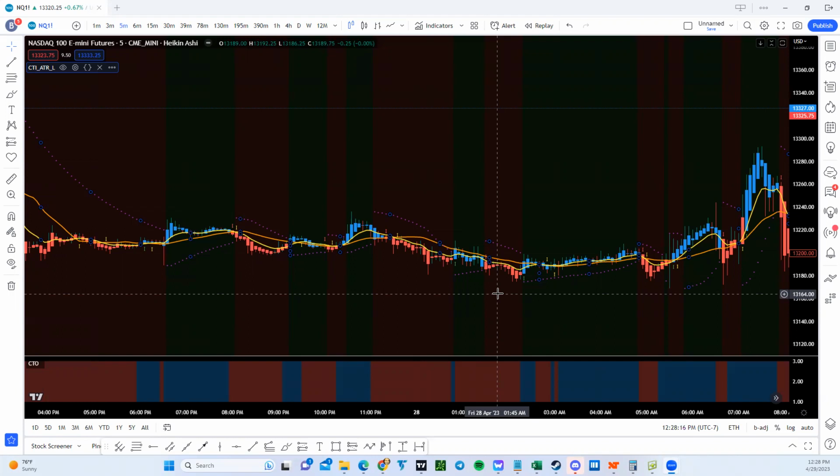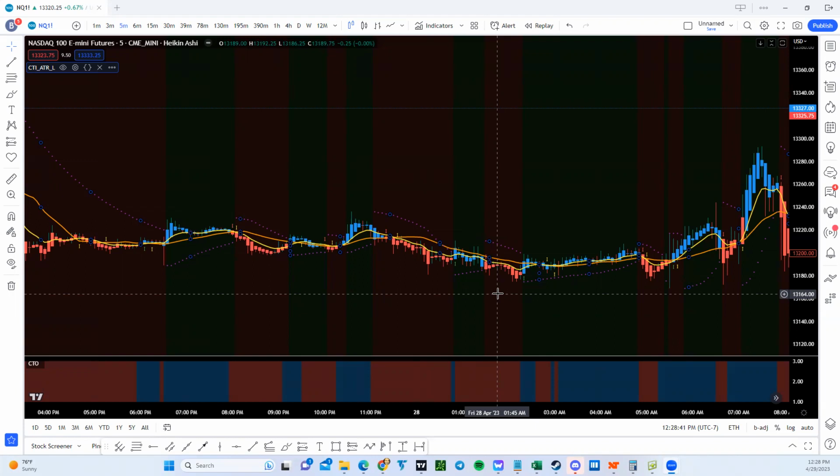Now, with the previous training, I had mentioned that the purpose of indicators was to help us to better understand what price action on the chart is doing. They help us to visualize the movement of price in ways that might be easier to digest.